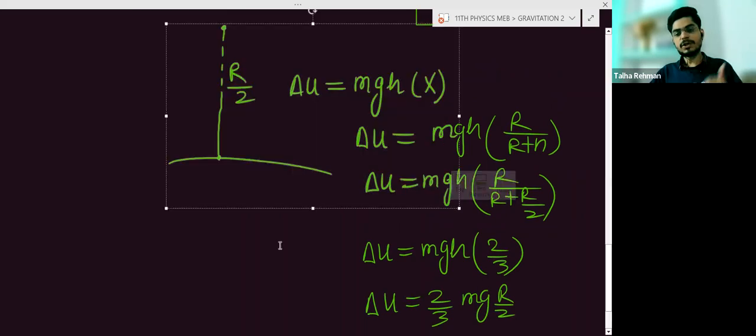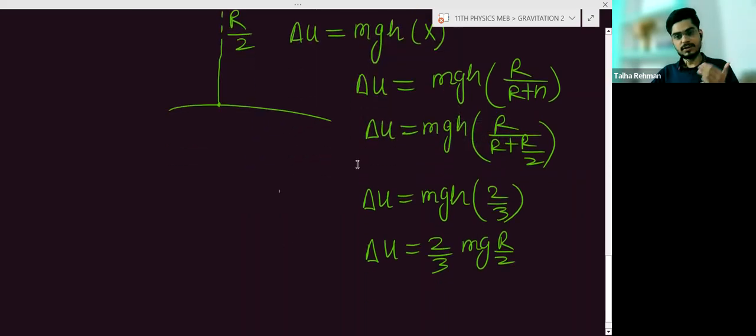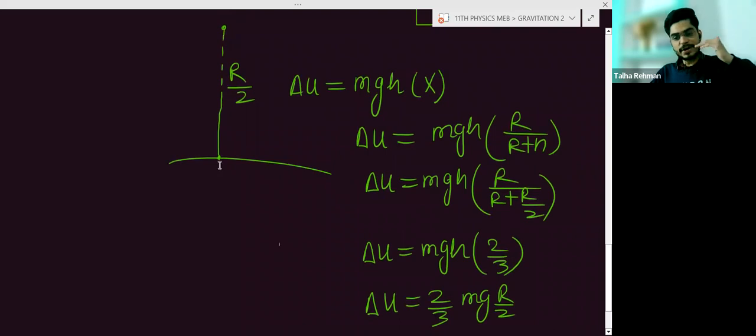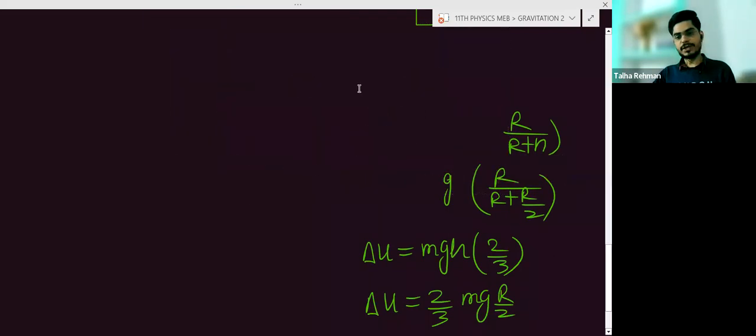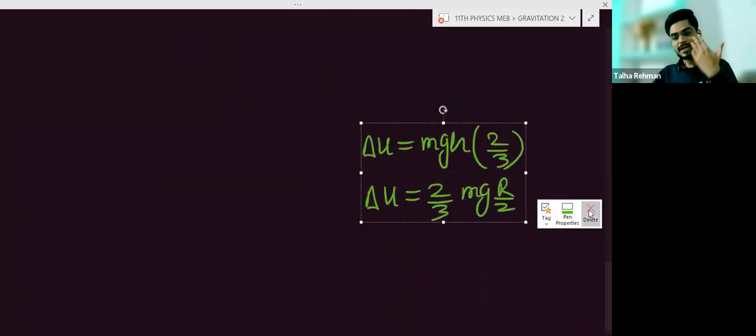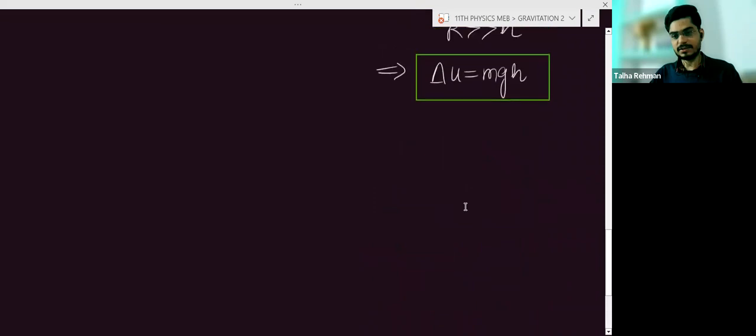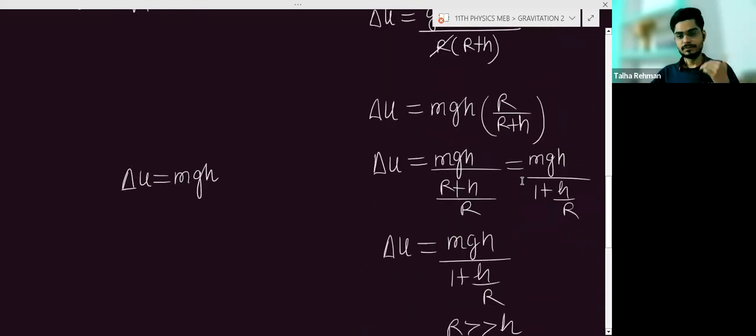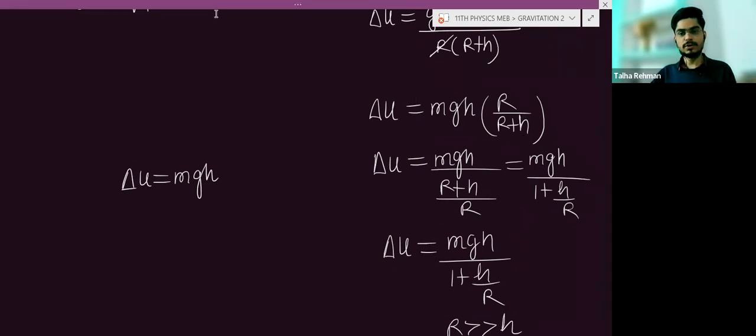So you will find some of the questions in some books that they will throw the body to a height of r by 2, or at a height which is comparable to the radius. For 2 meter, 3 meter, for 2 kilometer, 3 kilometer, for 8 or 10 kilometer, you can neglect it or you can use this formula. But when the height will be comparable, then you will use this formula. Delta u is equal to mgh divided by r plus h.